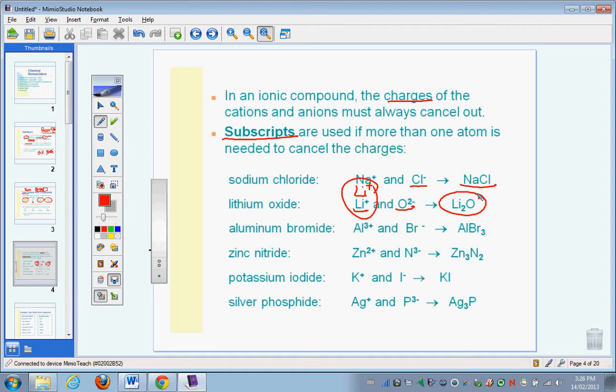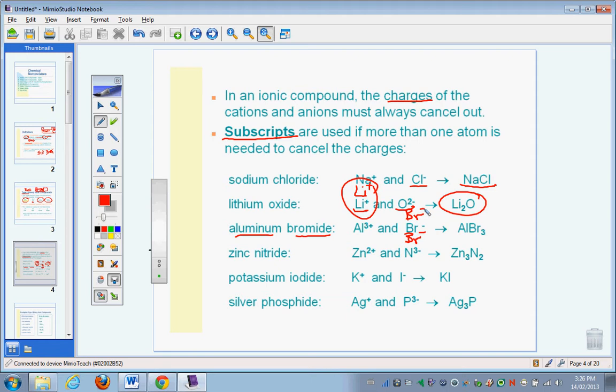Take a look at aluminum bromide. Does this make sense? Aluminum's charge is 3 positive. Bromide's charge, a halogen, is 1 minus. 3 positives and 1 minus. How could I make that cancel out? Well, I'll keep 1 aluminum, 3 positive, and I'll need 3 of the Br minuses, won't I? Right? So not just 1 bromide, but 3 bromides. Now I've got 3 positives and 3 negatives.